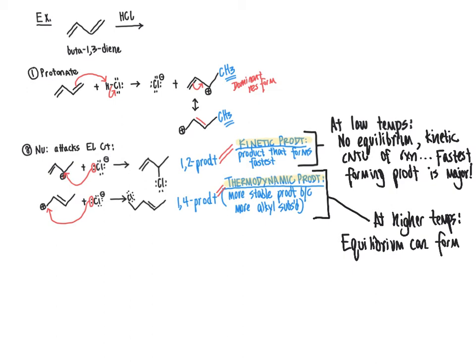And when there's an equilibrium, the reaction will keep shuffling forward and reverse until the product reaches the low energy state final product. So an equilibrium at a higher temperature can form, and the most stable final product is going to be the major product.